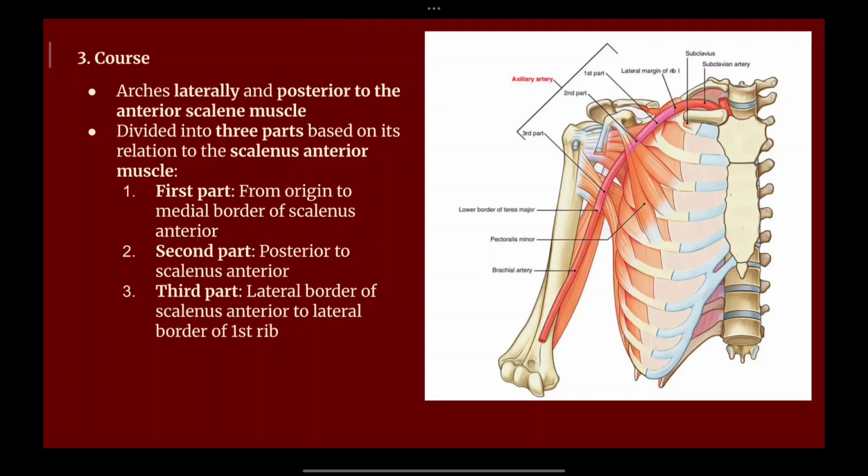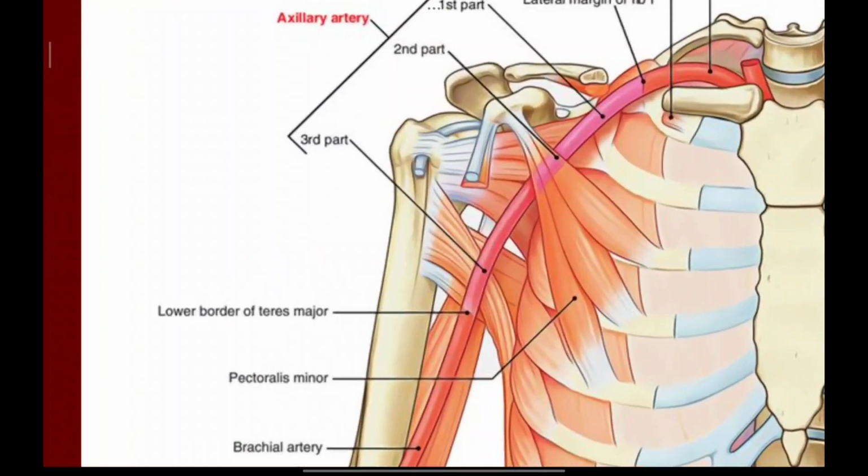Now this subclavian artery can be divided into three parts based on the relation to the scalenus anterior muscle. The first part is from origin to the medial border of scalenus anterior. Then the second part is posterior to the scalenus anterior, and then the third part is from the lateral border of scalenus anterior to the lateral border of the first rib. So here you can see there are three parts.